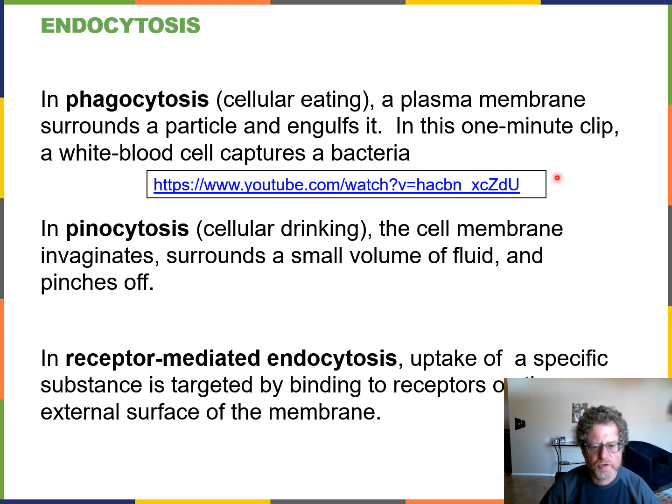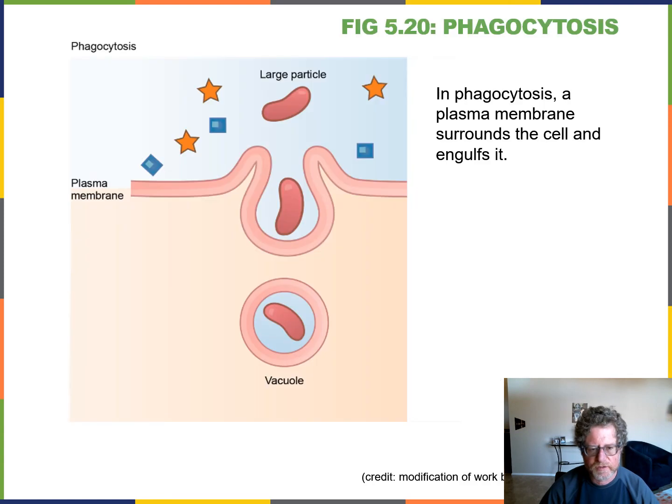All right, go ahead and watch this YouTube video. It's very cool, and it shows how a white blood cell, how the membrane surrounds a bacteria. That's phagocytosis, cellular eating, when the membrane surrounds a particle that it wants to get rid of or it wants to capture. Okay, pinocytosis. Pinocytosis is non-specific endocytosis. So in pinocytosis, the cell membrane invaginates, takes in fluid, and whatever happens to be there. And finally, receptor-mediated endocytosis, you're trying to uptake a certain molecule. So we'll look at all 3 forms of endocytosis.